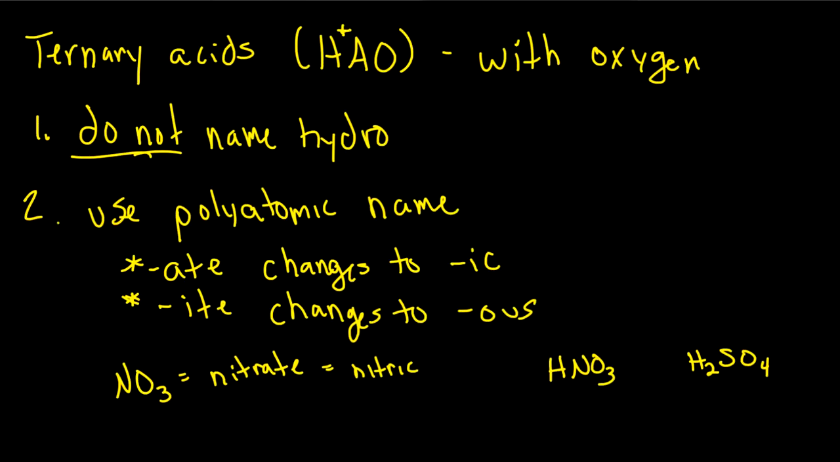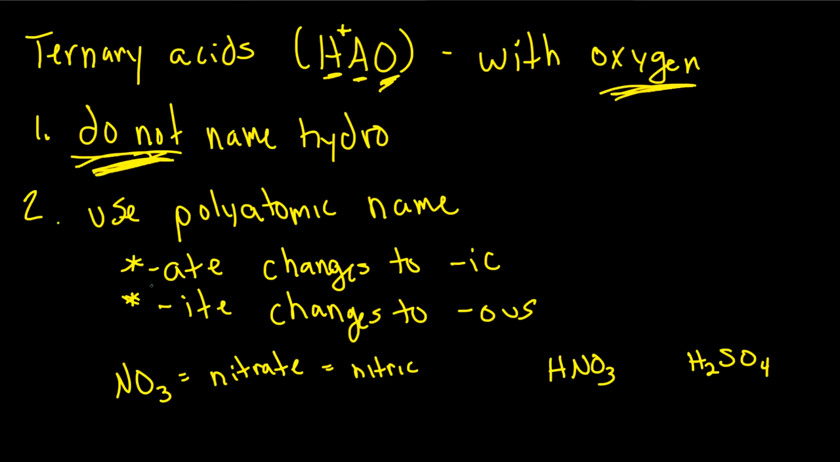Ternary acids have three elements, one of which is oxygen. So these will have oxygen in them. They will be polyatomic ions in addition to that hydrogen ion. So you'll see H in the front still, you'll see oxygen in the back, and then you'll have that middle element, which is part of the polyatomic ion. When we have a ternary acid, we do not want to name hydro. Hydro means no oxygen. We have oxygen in this compound. So you're going to use the polyatomic name and change it.